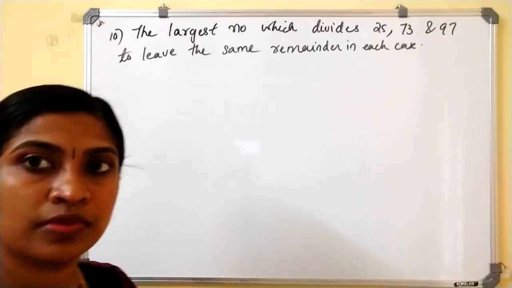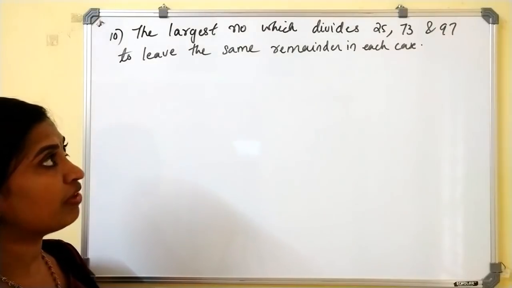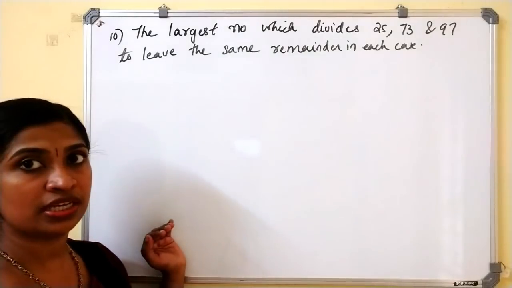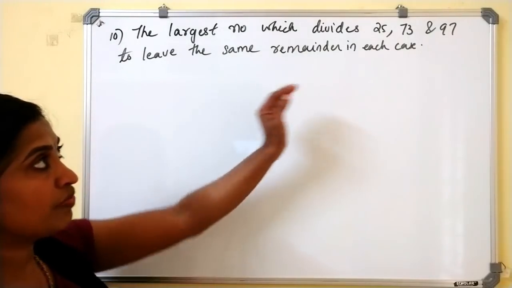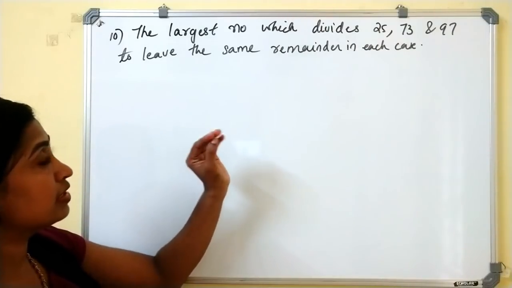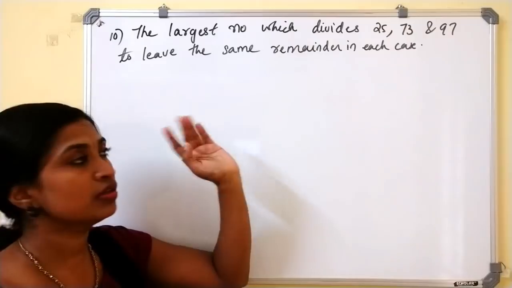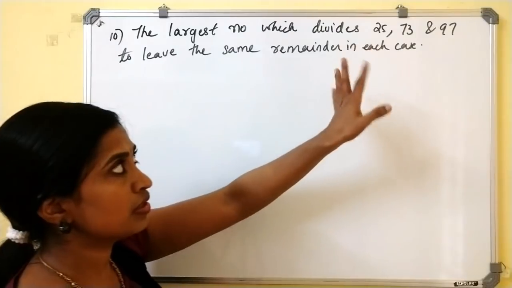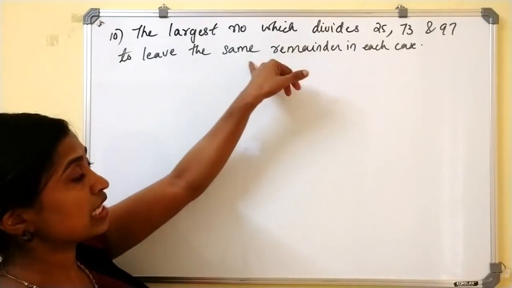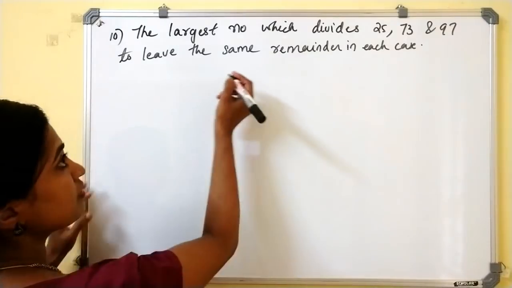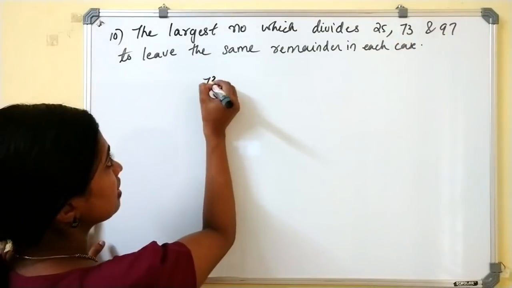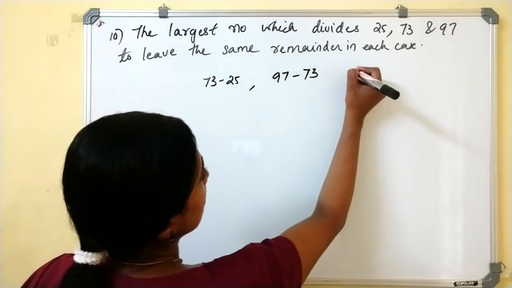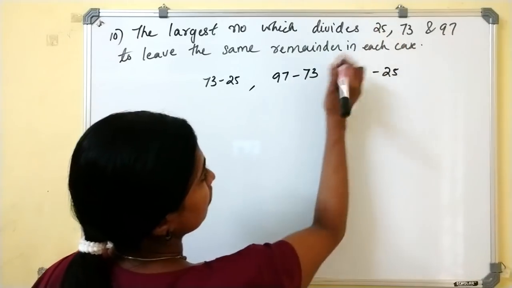Next question. This is the next question. The largest number which divides 25, 73 and 97 to leave the same remainder in each case. So we have to find a number which divides these three numbers and leaves the same remainder. So we have to find the HCF, but we have to obtain the same remainder also. The method we are adopting here is, first we subtract 73 minus 25. The second number is 97 minus 73. The third number is 97 minus the first number, 25.